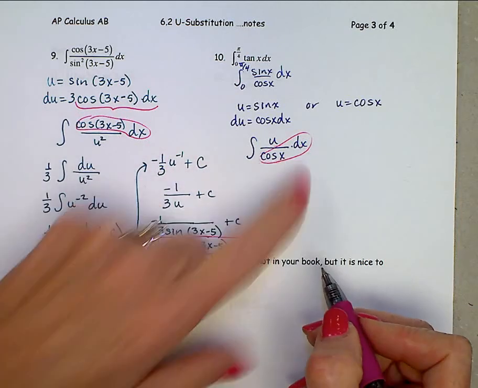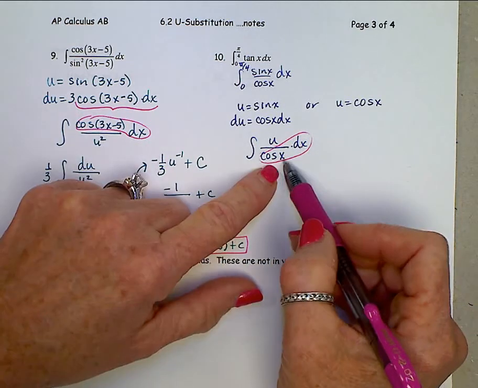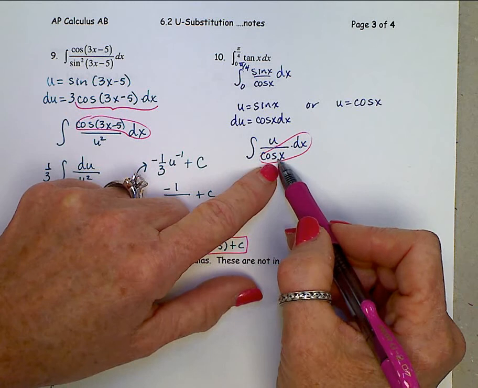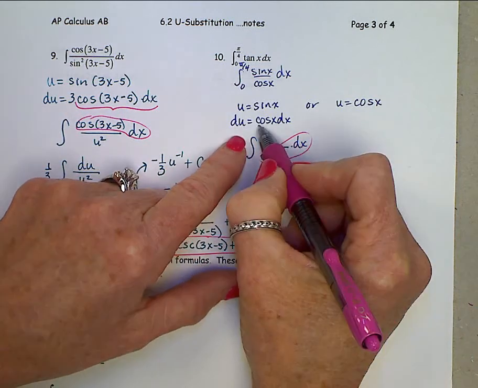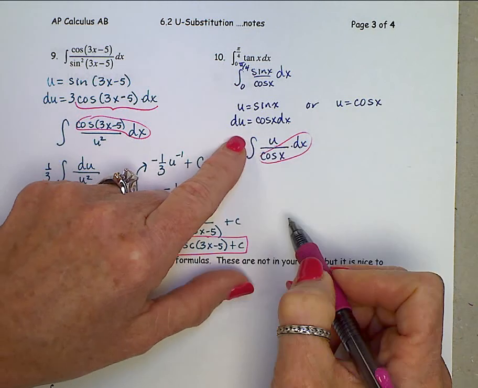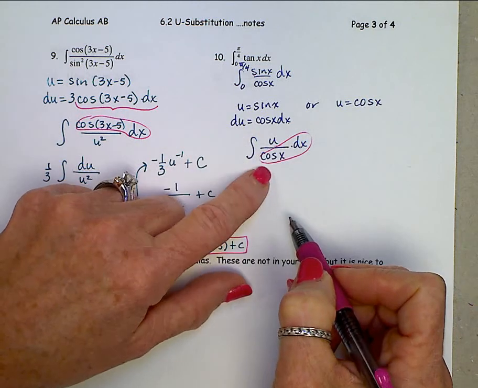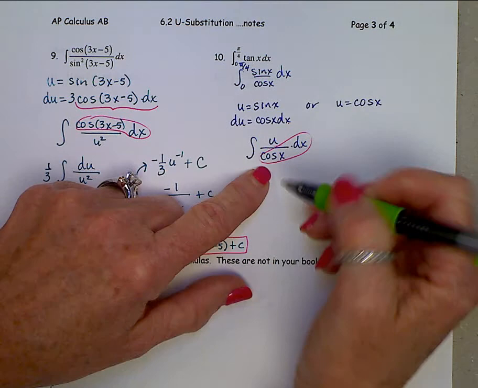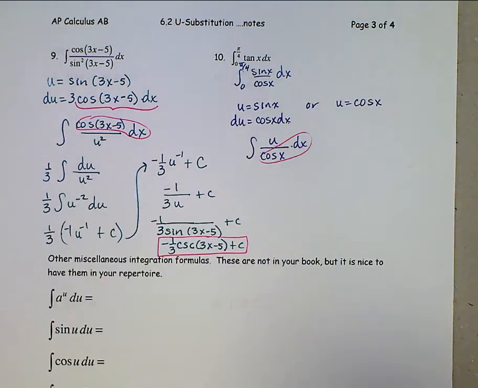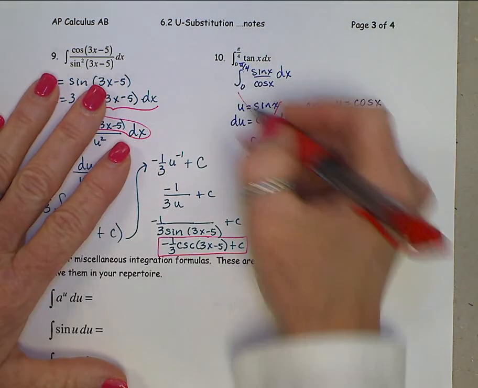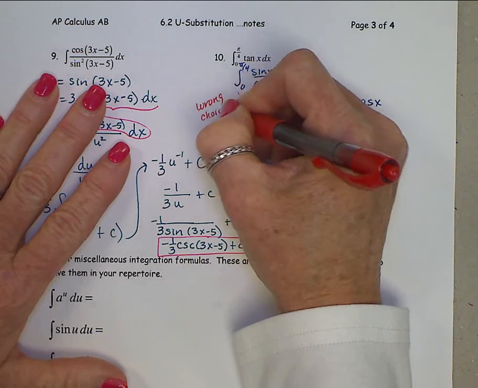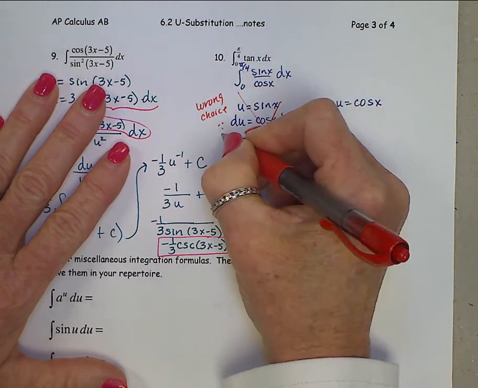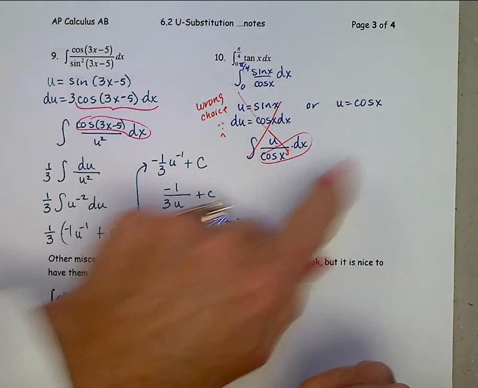We have trouble here because, notice, this cosine is in the denominator. So we have dx over cosine x. This one is cosine x times dx. That's a problem. This was the wrong choice. So let's try this one, and hopefully this one works.